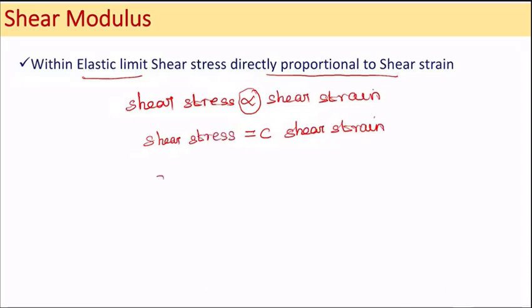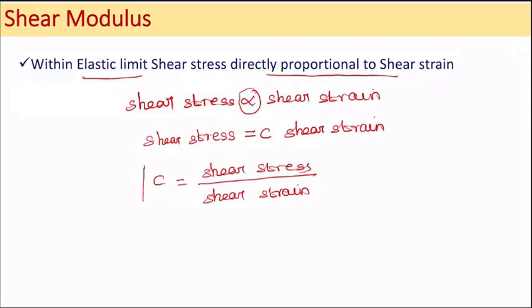Now C equals shear stress divided by shear strain. So this C is called shear modulus or modulus of rigidity.